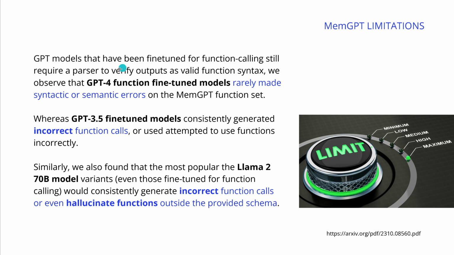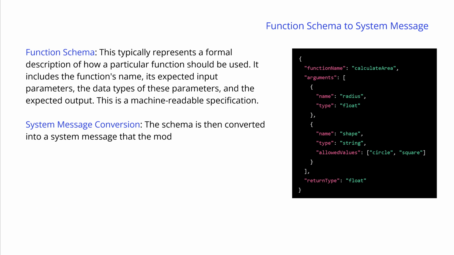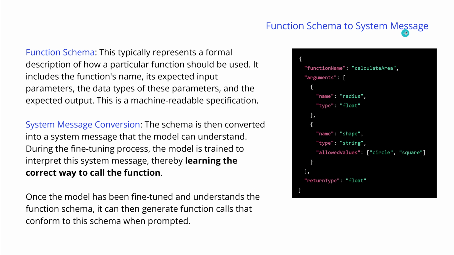Now, at first, more or less, they tell us, hey, it works with GPT-4, full stop. To be precise, GPT function fine-tuned models rarely made syntactic or semantic errors, so almost perfect. With ChatGPT fine-tuned models, which are cheaper given the token, they generated incorrect function calls, which is not so good. And if you go to the open source, or Llama 2 is not really open source, but say Llama 2 70B, you have completely incorrect function calls and you have hallucinated functions outside of the provided function schema. So forget about this. You see our, let's call it monster GPTs, our GPT-4s, they are able to do this.